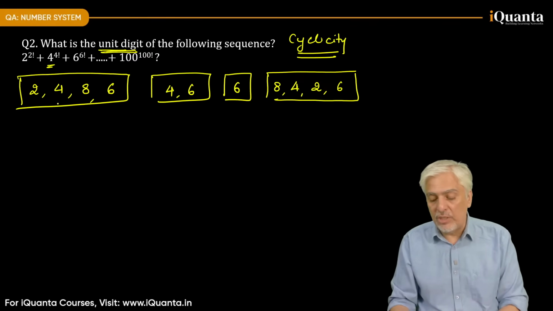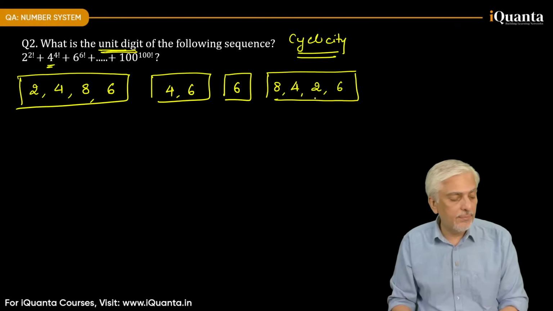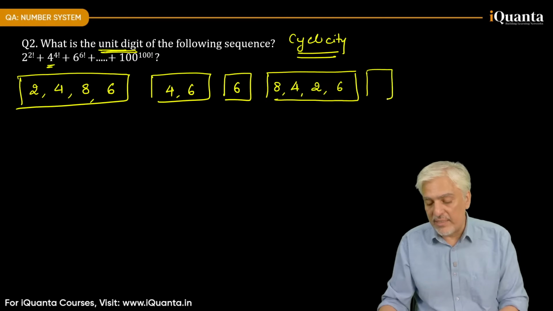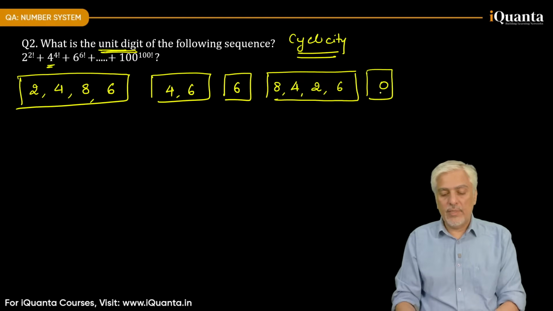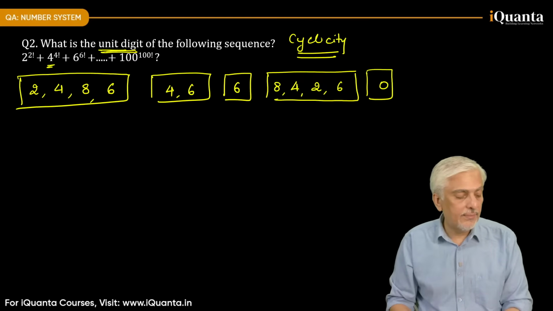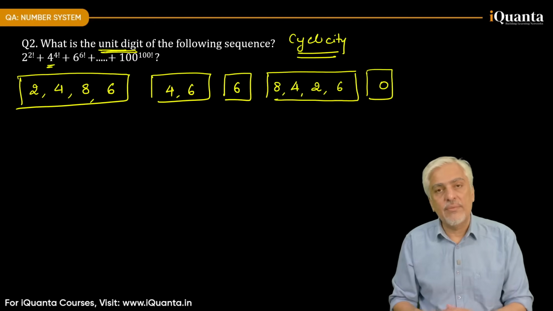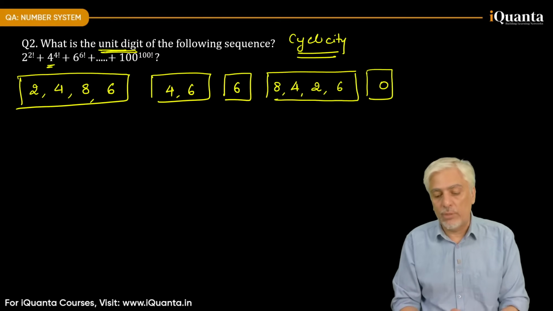It's all even numbers, so I'm writing only even numbers over here. And for 0, obviously everything is raised to 0. So let's think a little bit. So this is the cyclicity. Now I hope you all have had the time to think about the question.